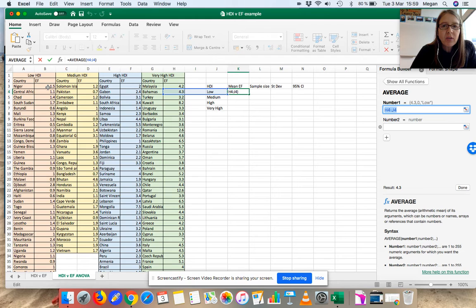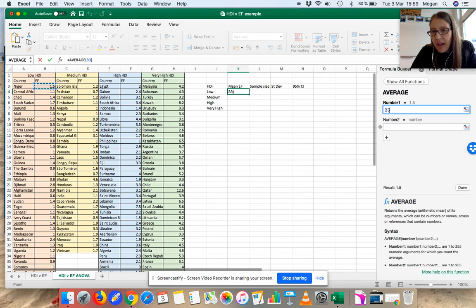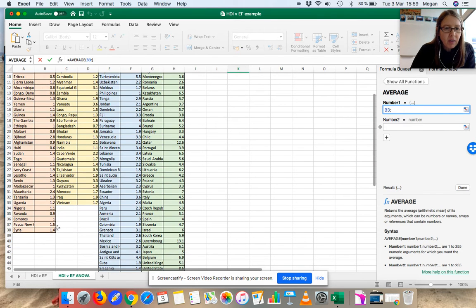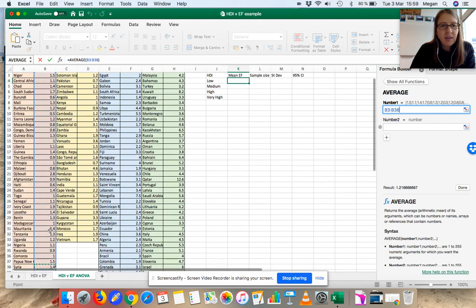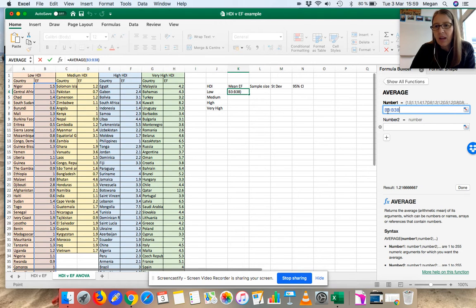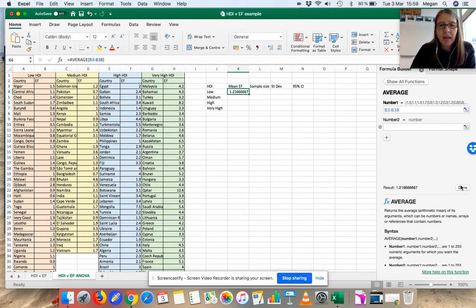So I'm going to click in this first box here, and you see that's B3 and that's B3, okay? Then I'm going to just put in a colon, and then I'm going to go down to the very last number that I want in that column, and you can see it highlighted everything there, which is exactly what I want. So from B3 to B38, okay? And I hit done. I'm happy with that.